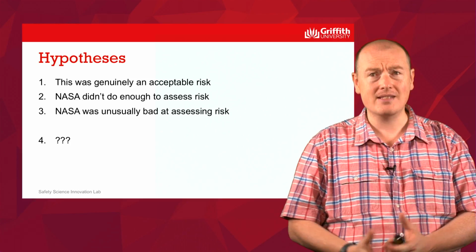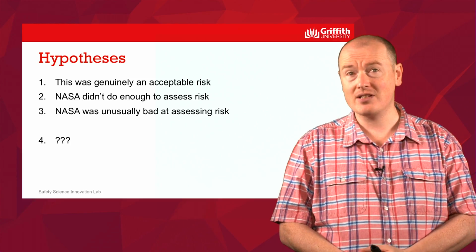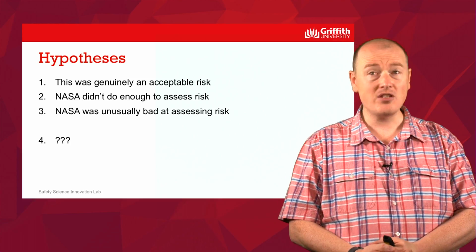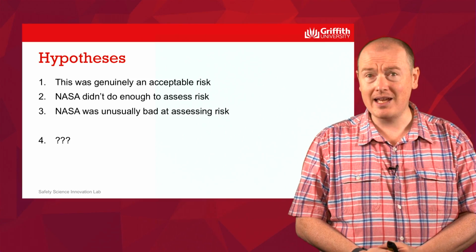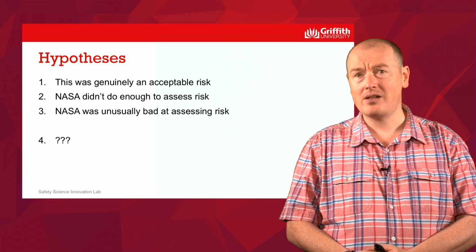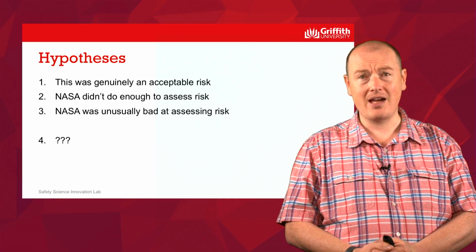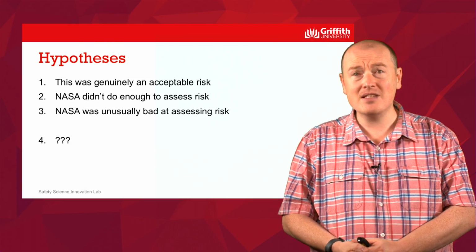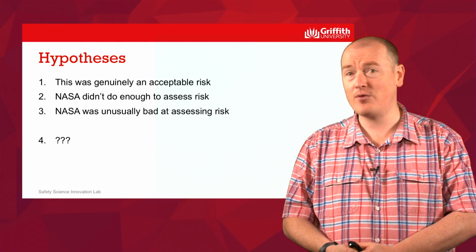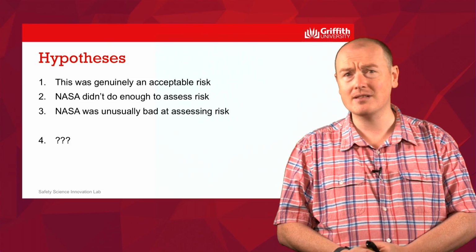Well, there are a few things that we could use as possible explanations. We could say, well, they knew about it and they didn't do anything about it. Therefore, it was genuinely an acceptable risk. It was something that they shouldn't have worried about, that they shouldn't have done anything about, that this is just what happens when you fly into space, is sometimes falling bits of foam kill your astronauts.